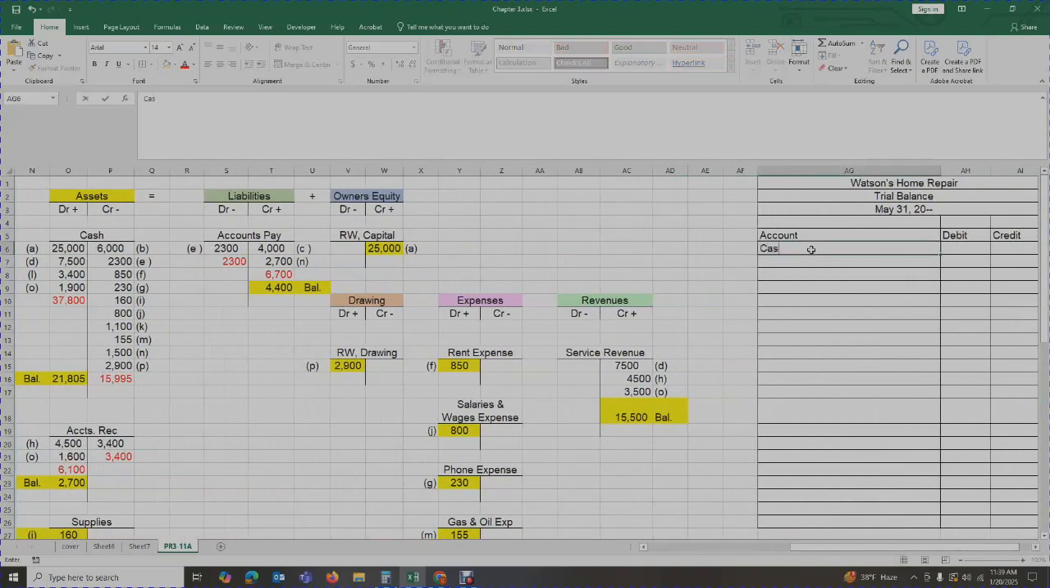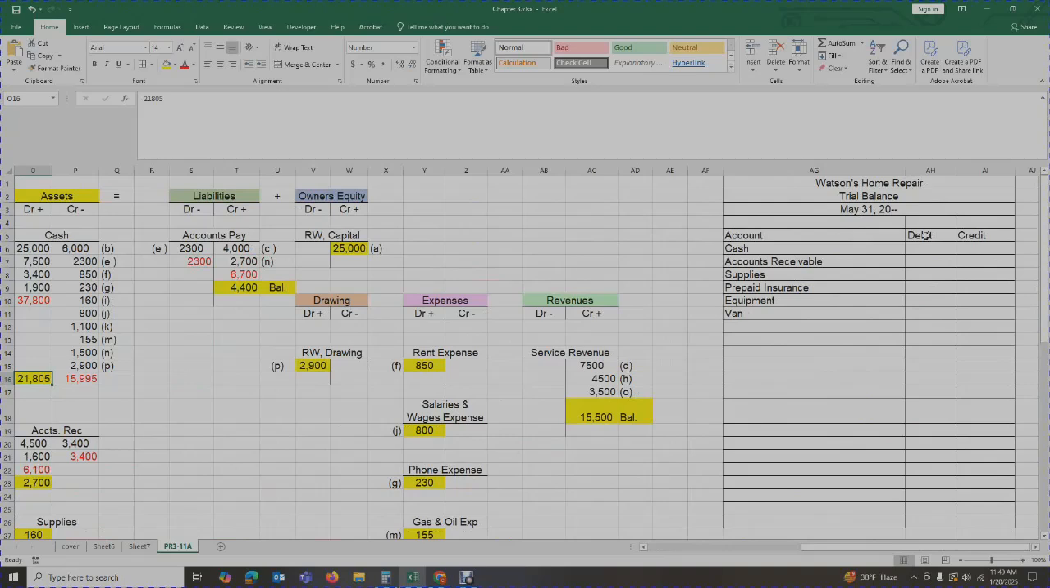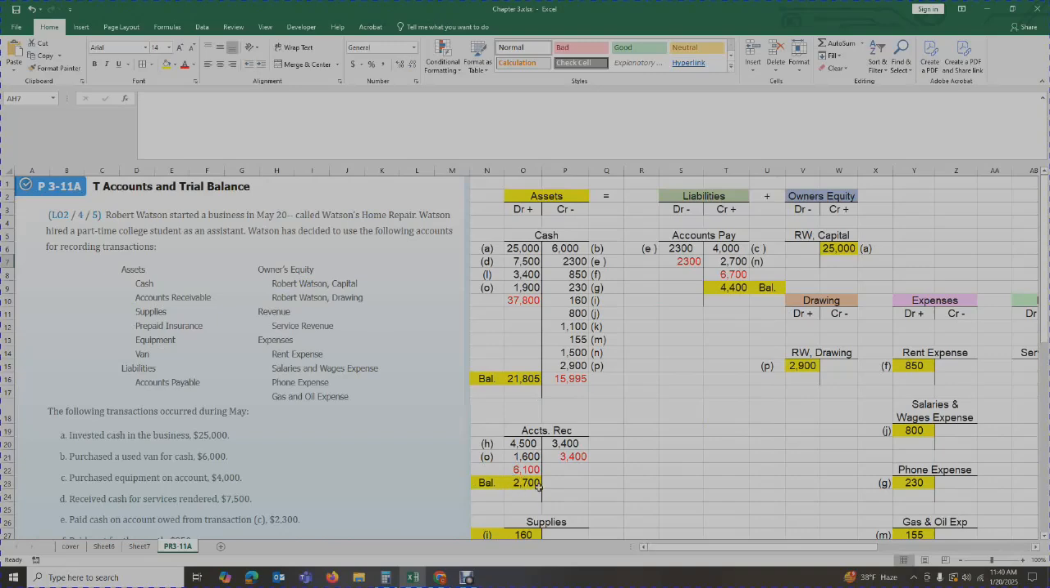We've got cash. We have accounts receivable. We've got supplies. We've got prepaid insurance. We've got equipment, and we've got van. Where am I getting those from? They're listed here. These are your assets. Now we're going to pick up the ending balance. Cash, I've got 21,805 debit. Make sure you put it on the correct one. So I've got 21,805 debit. Accounts receivable, I've got 2,700 debit. I'm picking up the ending balance.